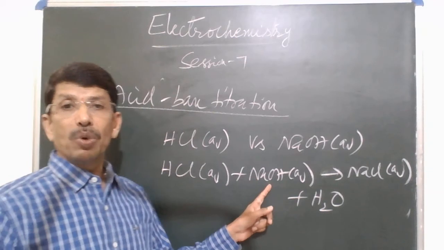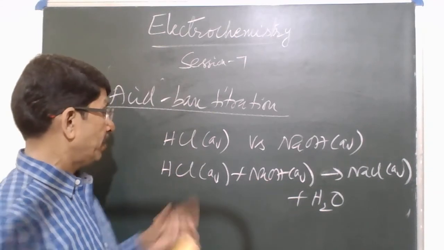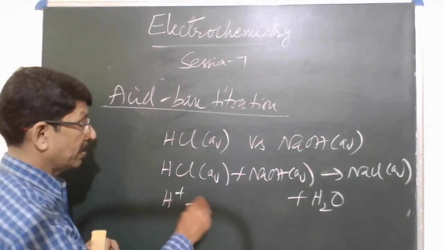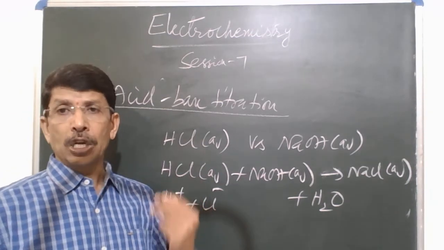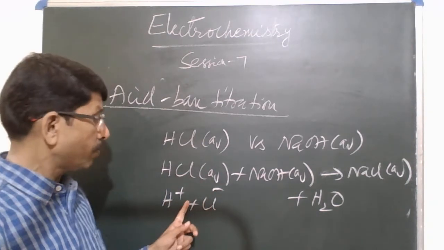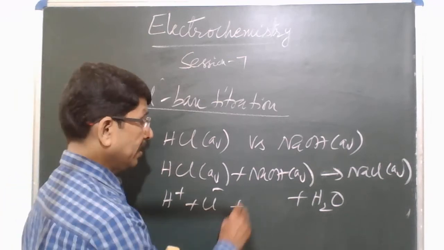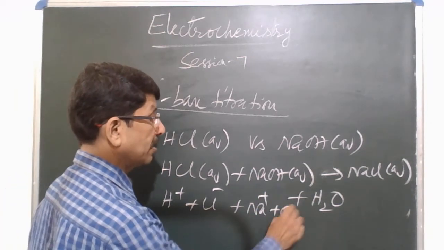So as we add more and more NaOH, this is an ionic reaction: H plus Cl minus, because HCl is a strong acid, a strong electrolyte, so it dissolves completely. And sodium hydroxide is also a strong base, so it dissociates completely.